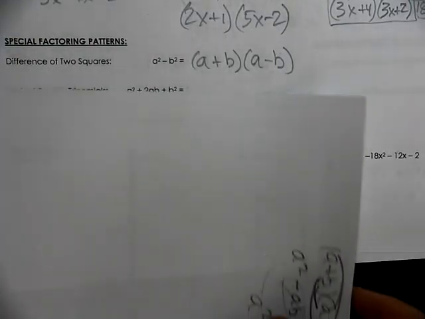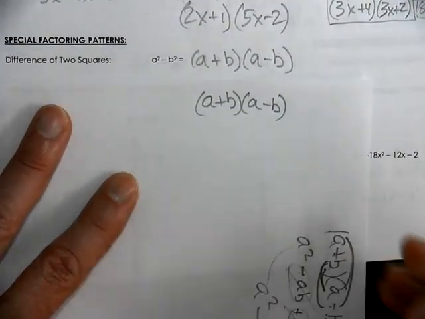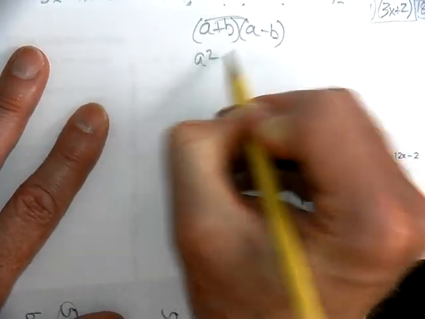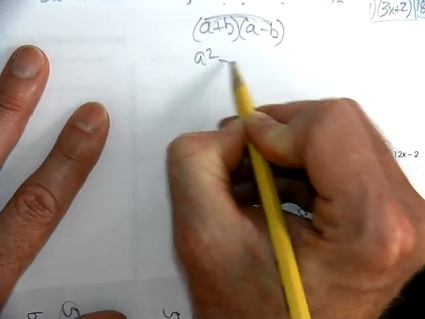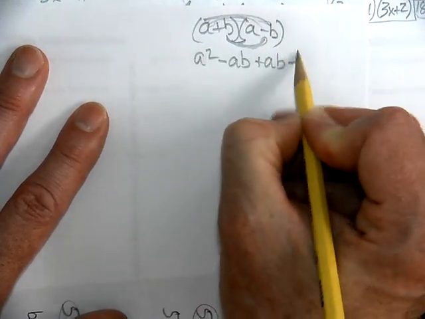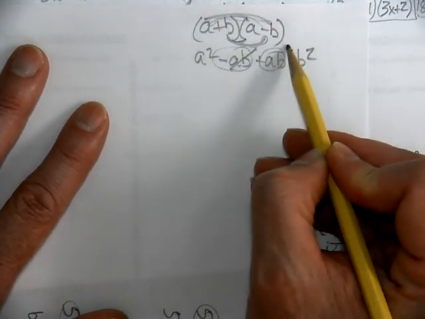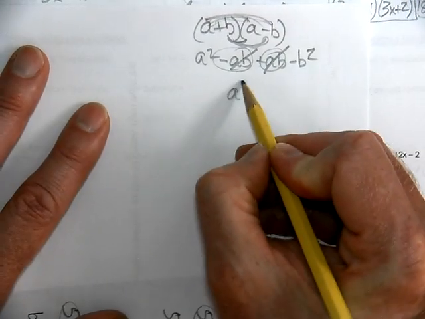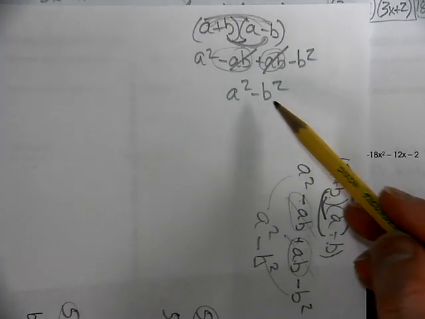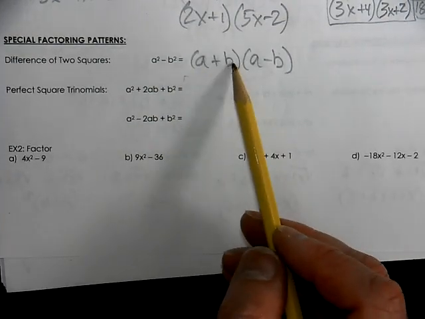So just as a reminder, if we were to FOIL this pattern back together, A times A makes A squared. A times negative B would be negative AB, positive AB, and negative B squared. These two terms look the same and have opposite signs, so they cross out. So this pattern provides us with A squared minus B squared. So that's how we can always factor it apart.